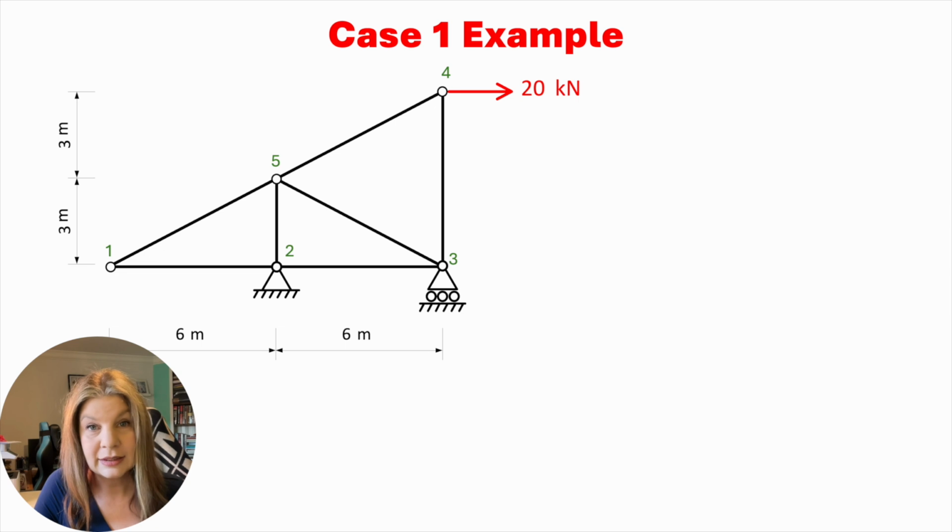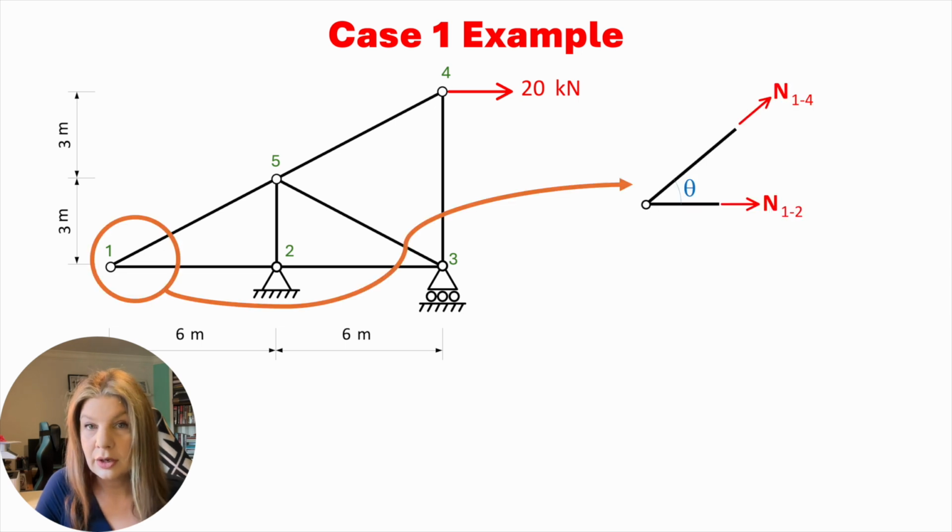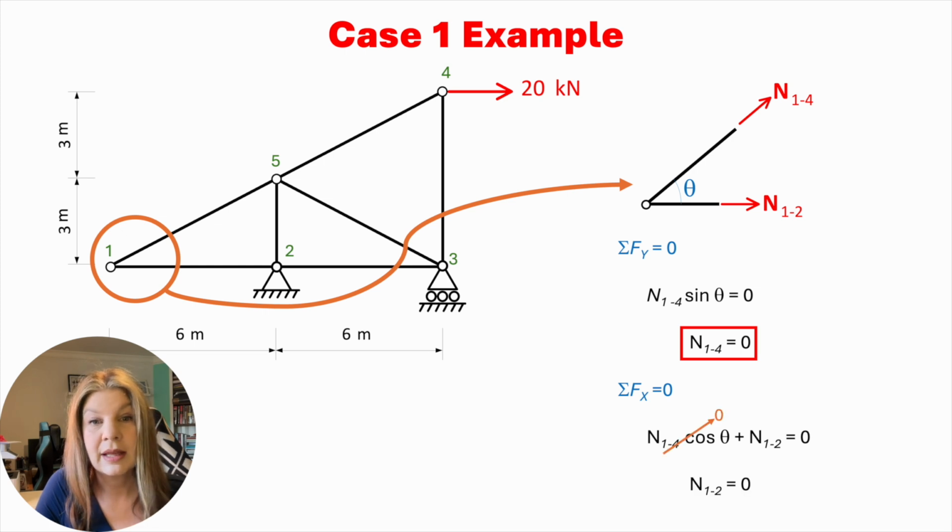We can see here a truss with 5 joints, and at joint 1, I've got an unloaded joint with two members that are not collinear. So in this case, if I did sum of forces in the y direction, I would gather that N14 is 0, and doing sum of forces in the x direction gives me that N12 is 0, because I already know that N14 is 0. Therefore, immediately I can identify that at that joint N15 and N12 are both 0, and I can eliminate them from my analysis.